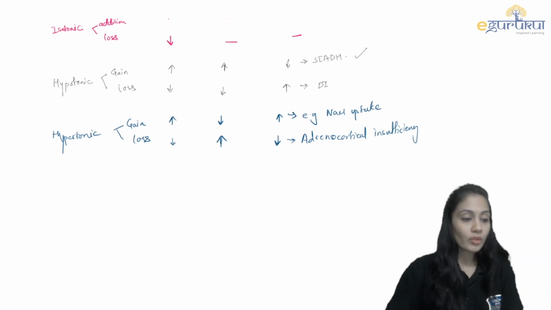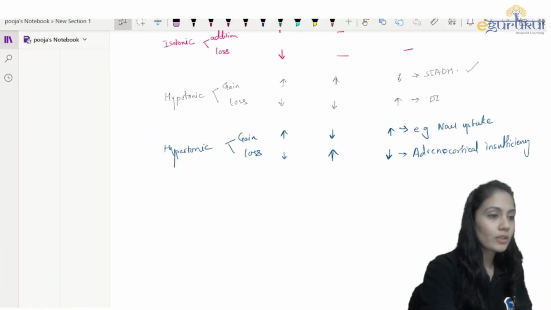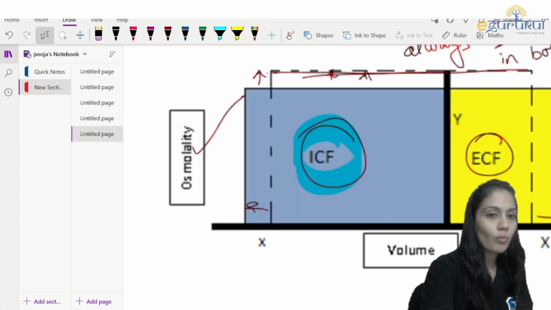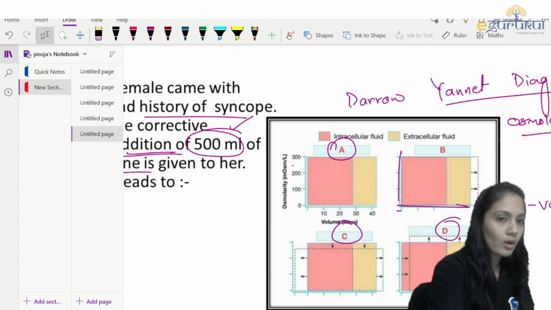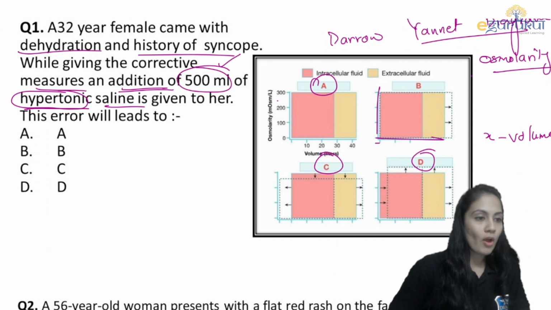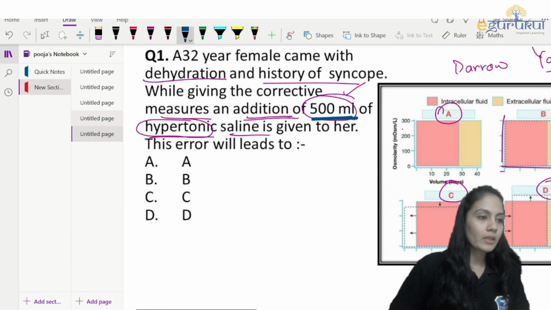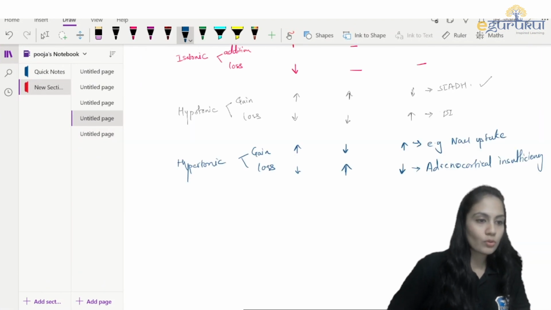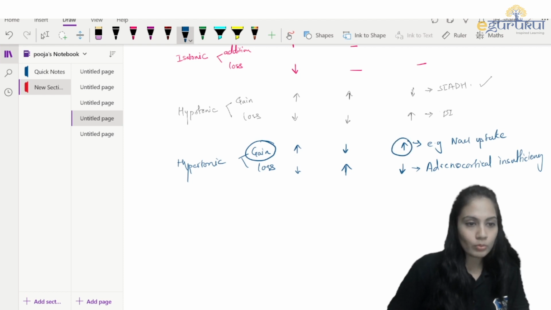Okay, so these are the examples of this, and this is the chart of the Darrow diagram that you need to remember. So let's go back to the question and see what they want us to talk about. Over here, see, addition of 500 ml of hypertonic saline. So addition, that means gain of hypertonic. What is going to happen to the diagram? These changes will be there.